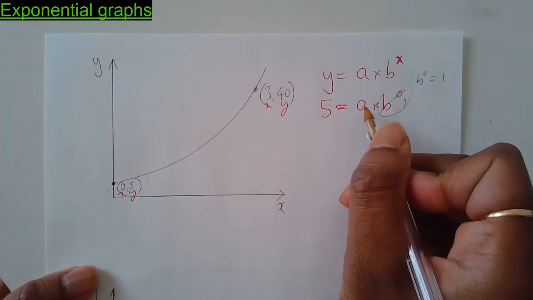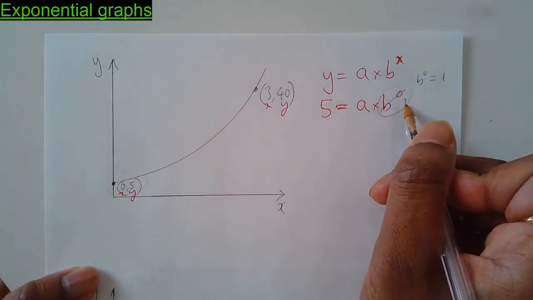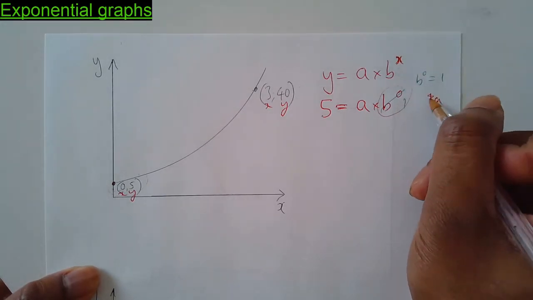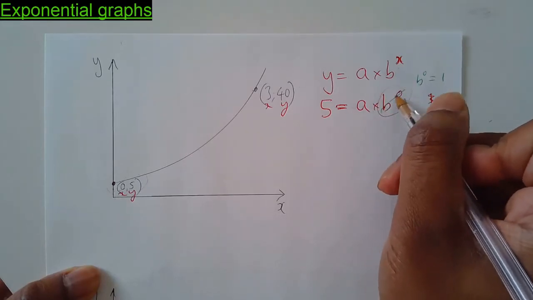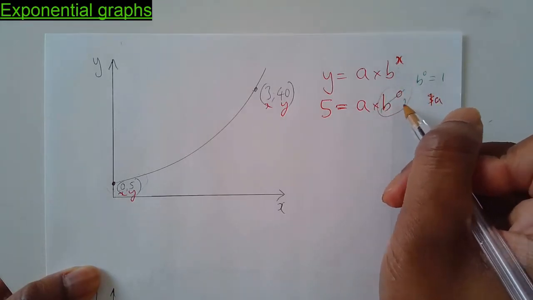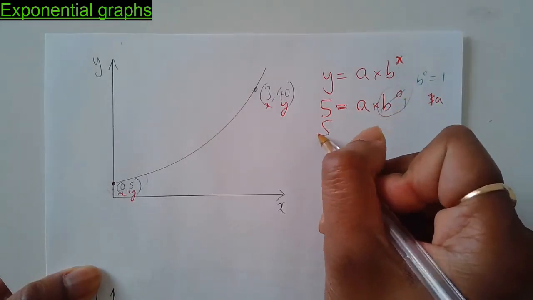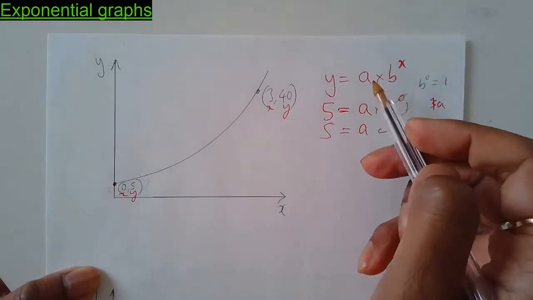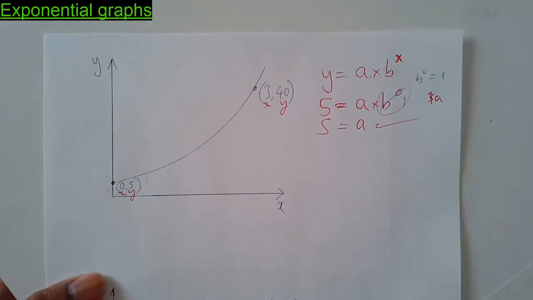And then 1 times a, where in algebra you don't have to put the 1. If you've got, for example, 1a, you don't need to put the 1. So just leave it as a. B to the power of 0 is just 1, but you don't need to write the 1. You can just leave it as a. That's 5 is equal to a. A is equal to 5. So we found one of the letters already. We need to find the other letter.